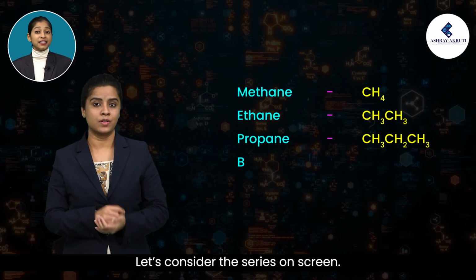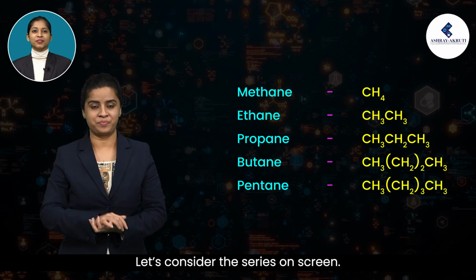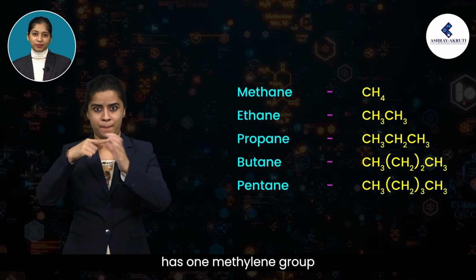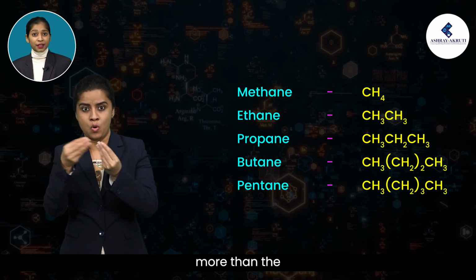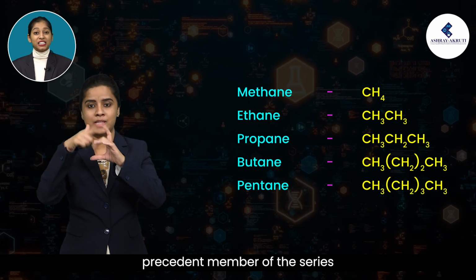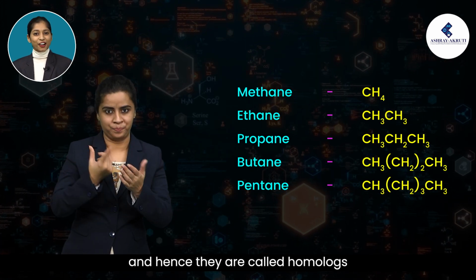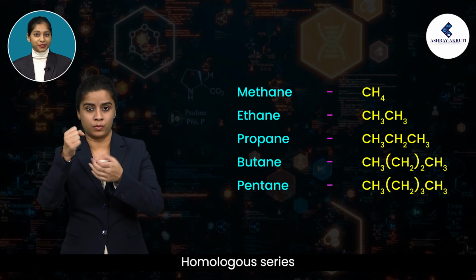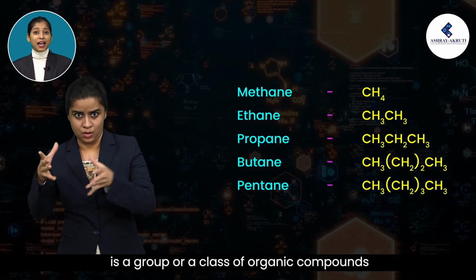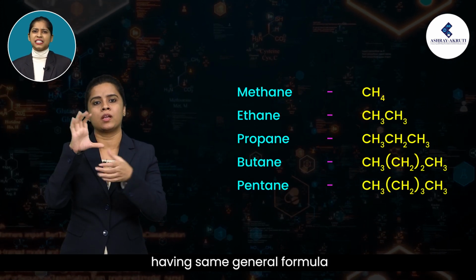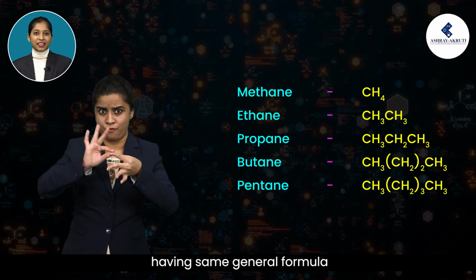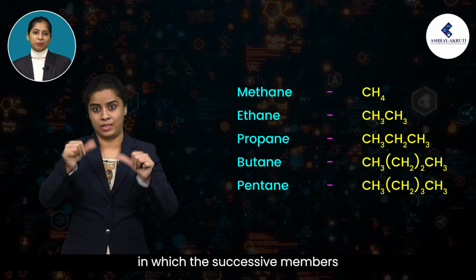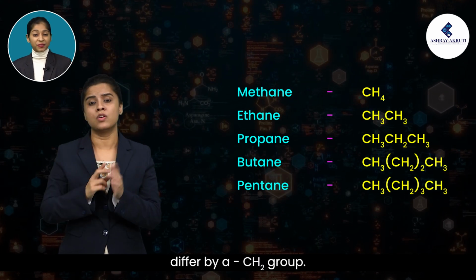Let's consider the series on screen. You can notice that each successive member has one methylene group more than the preceding member of the series, and hence they are called homologues. Homologous series is a group or a class of organic compounds having same general formula and similar chemical properties in which the successive members differ by a CH2 group.